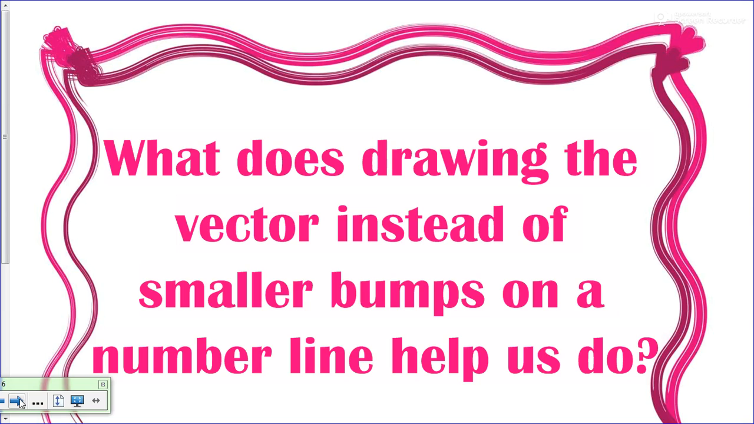So why do we draw those arrows, those vectors, instead of all those smaller hops? It's just easier. It's easier for us to see. It's less work, in all honesty. Sometimes our loops tend to get a little bit sloppy, especially if we have to bring them up above the line. So we are going to be using the arrows and not the little bumpy loops.